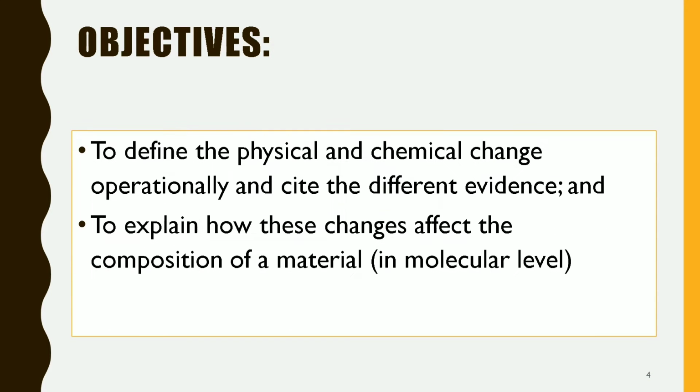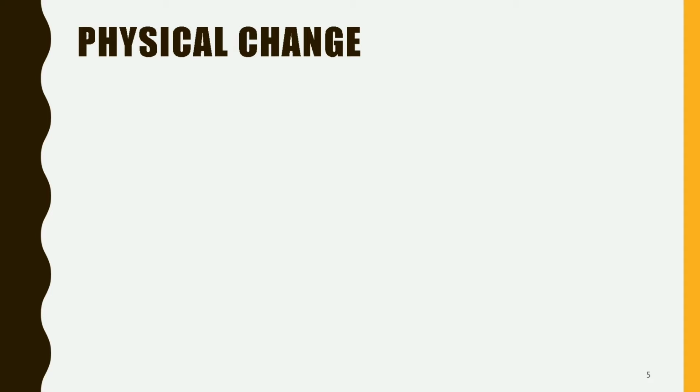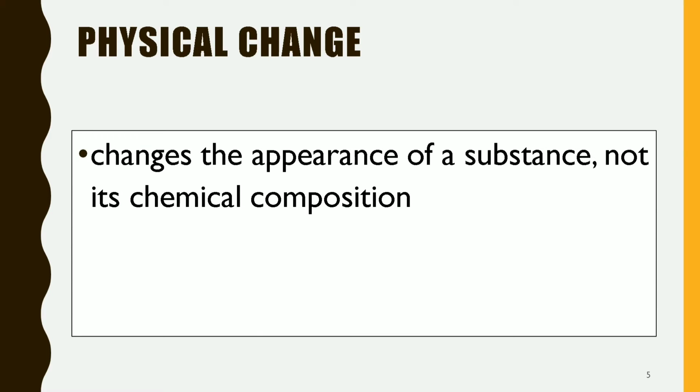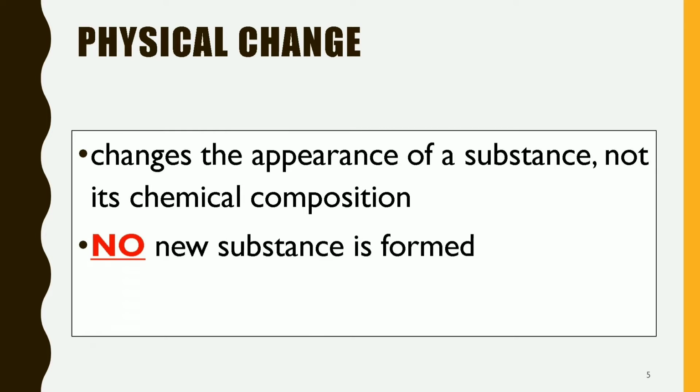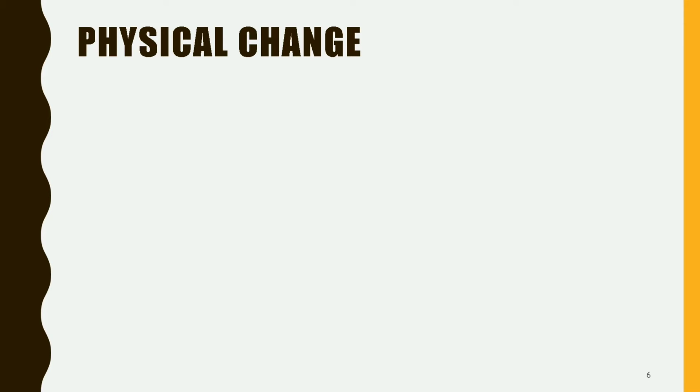Today we will be focusing on defining the physical and chemical change operationally, citing the different evidence, and explaining how these changes affect the composition of a material at the molecular level. Before we go on, let us recall a little bit about physical change. In the simplest explanation, it only changes the appearance of a substance, not its chemical composition, and no new substance is formed. Phase changes also refer to physical changes.